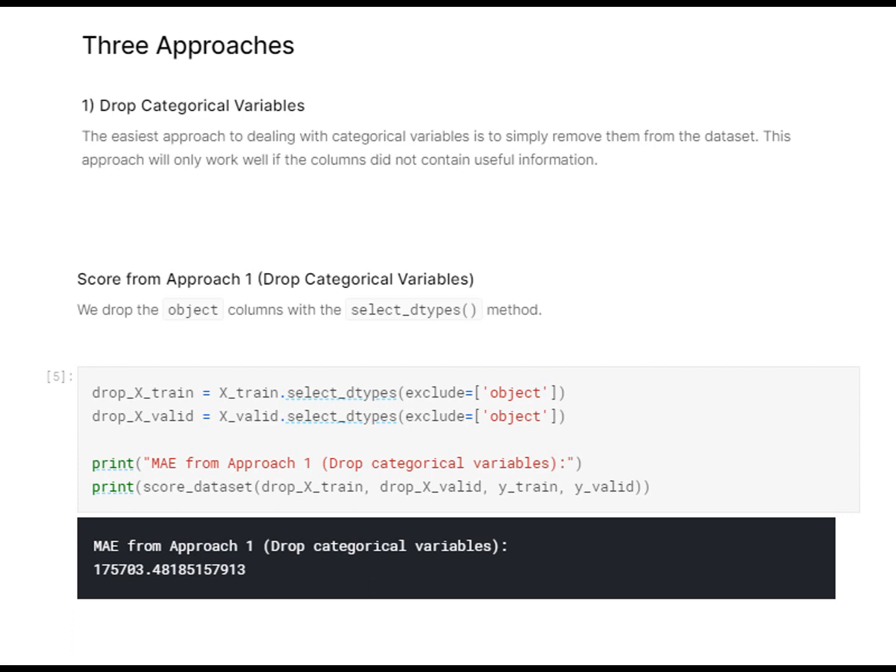In the first line of code, we select the data type by passing the parameter exclude equal to object. This will remove all the categorical variables from our data set and we'll store it in the drop_X_train variable. Similarly we will do it for the X_valid variable. So this is the simplest approach to dealing with categorical variables.